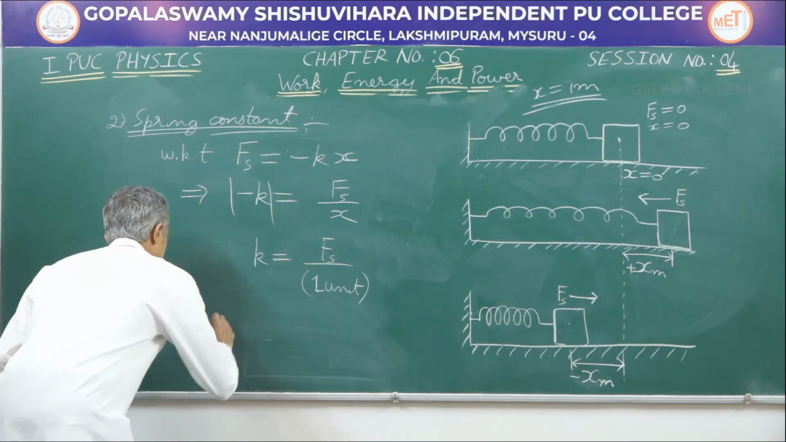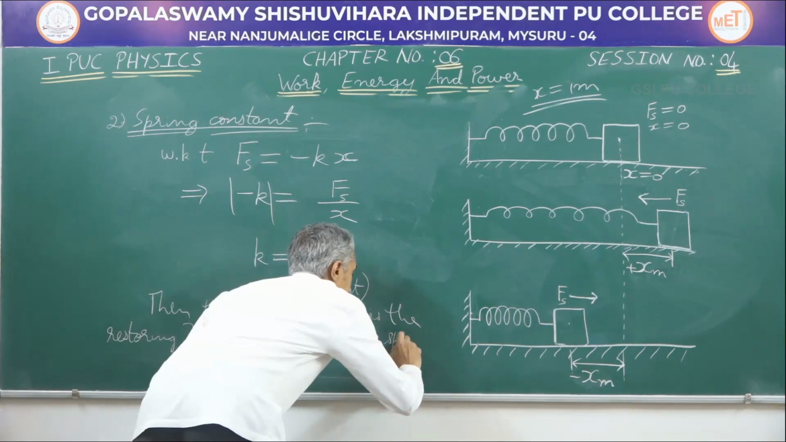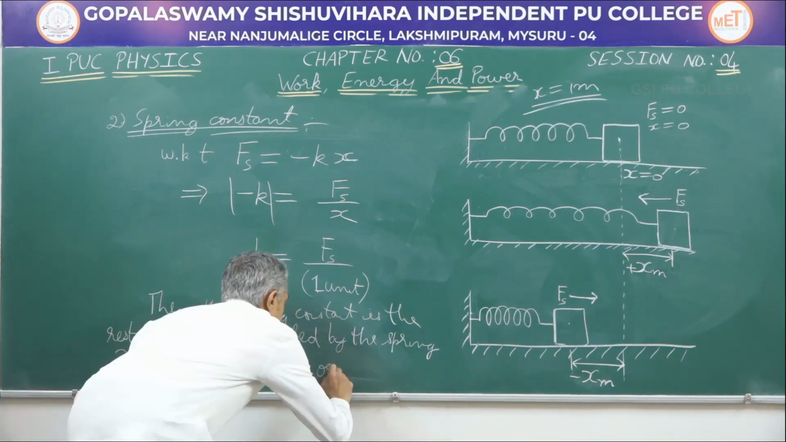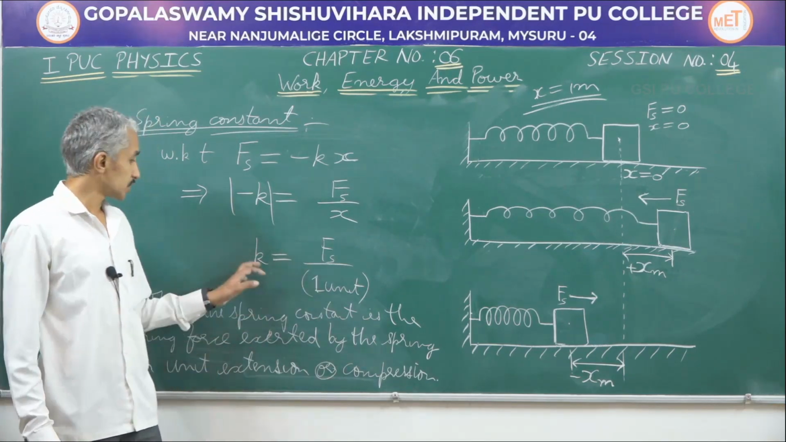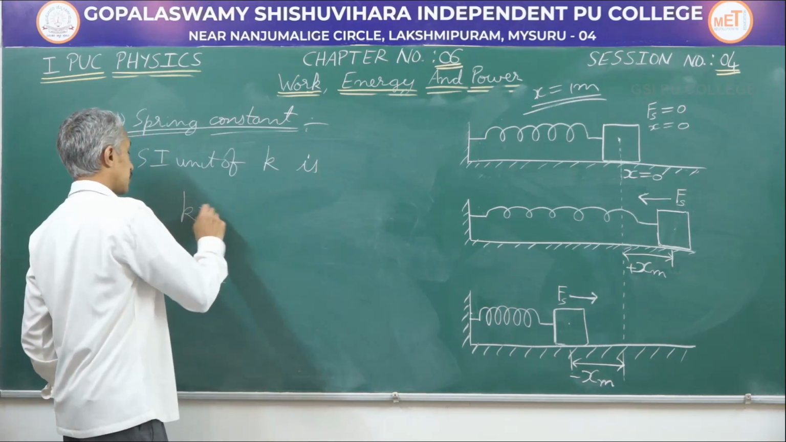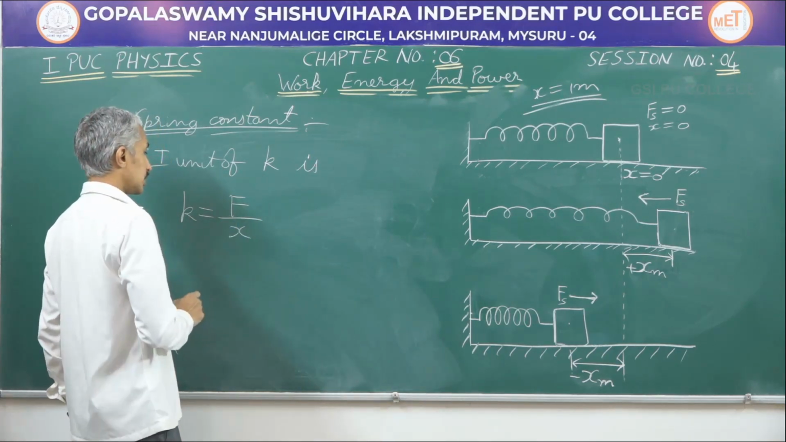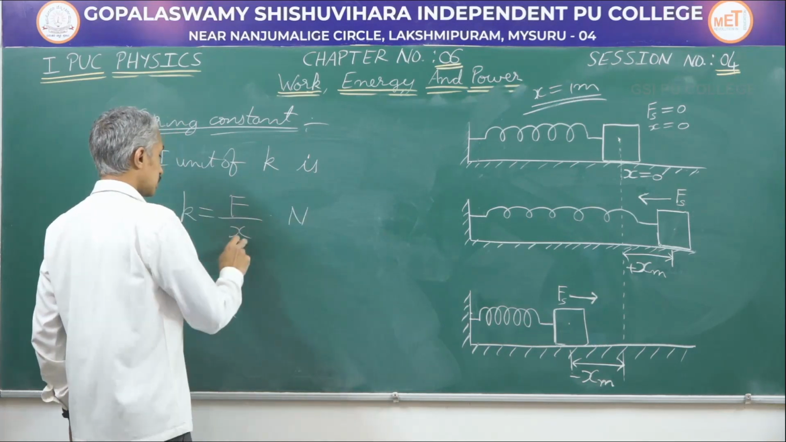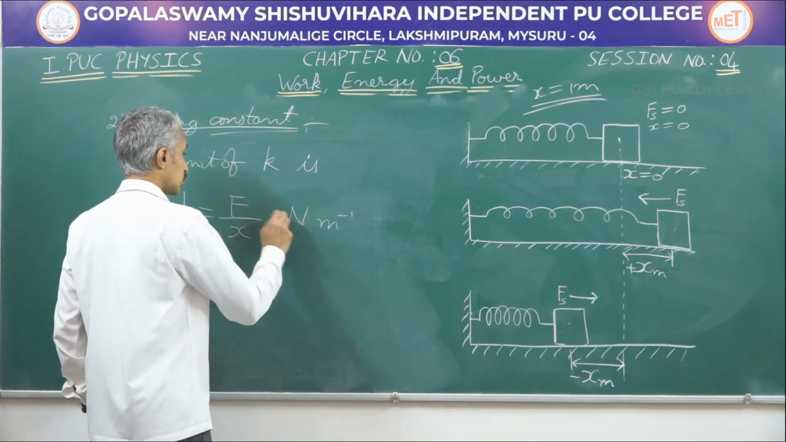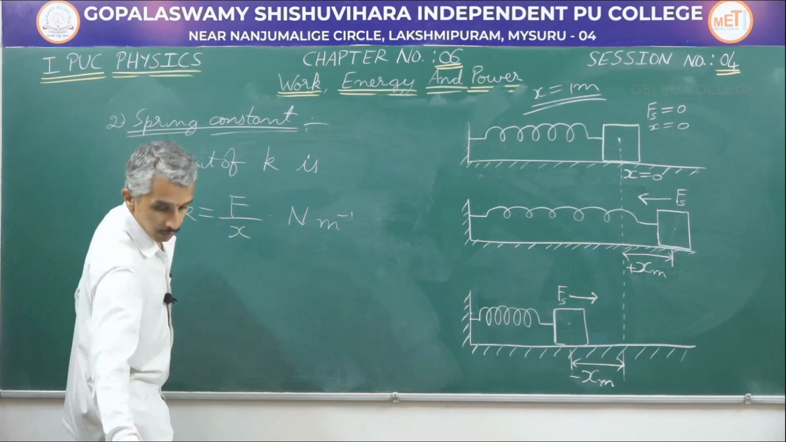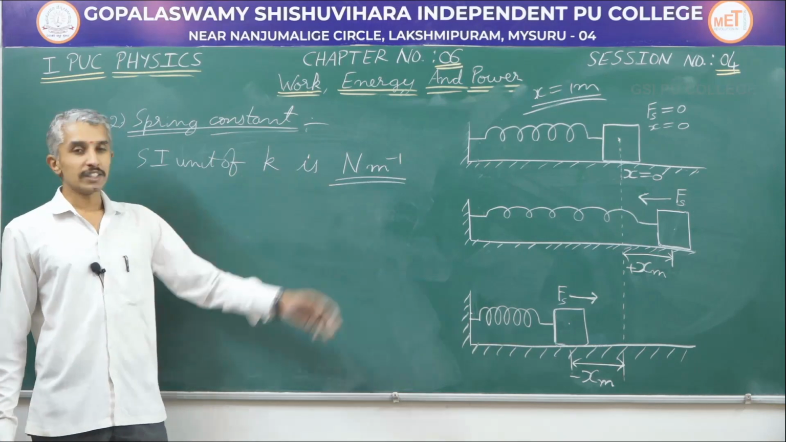I can define spring constant as the restoring force exerted by the spring for unit extension or unit compression. So this is the definition for spring constant. And what about the SI unit for spring constant? We know that the spring constant is given by restoring force divided by the extension of the spring. We know the SI unit for force is newtons, and the SI unit for extension or length is meter, and it is in the denominator. So this is going to be measured in Newton per meter. Therefore, the SI unit for spring constant is Newton per meter.